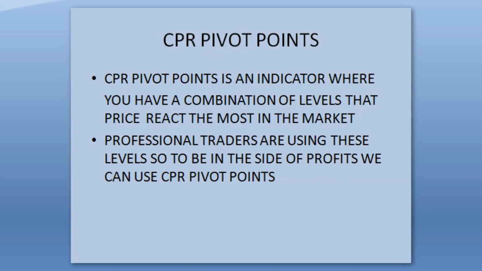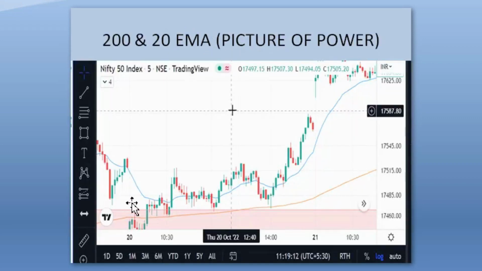And now the picture of power. Picture of power is nothing but a combination of the 200 EMA and 20 EMA here. Whenever the price takes support from the 200 EMA and moves above it, you can take the trade with a bullish view. For example, this is the candle where it broke the 200 EMA. If you put your stop loss below this candle and enter after this candle, there is a big move here. This is the power of the picture of power.